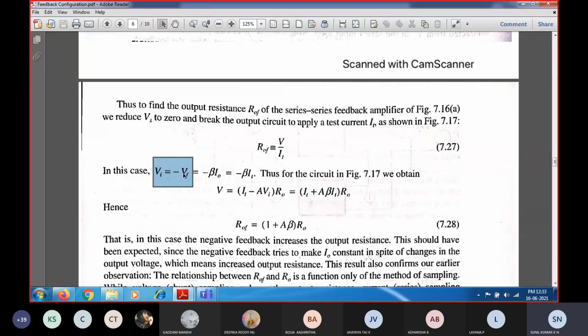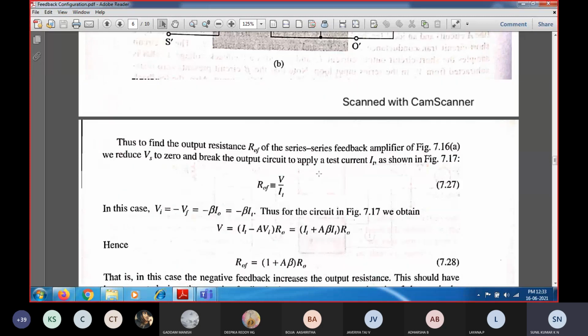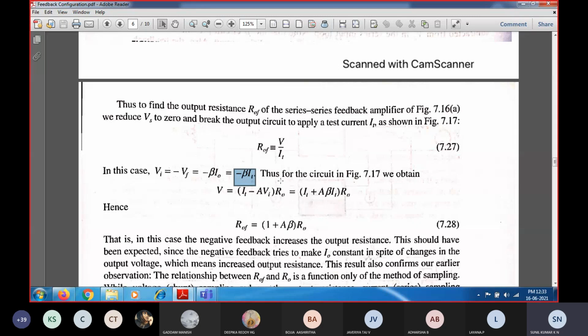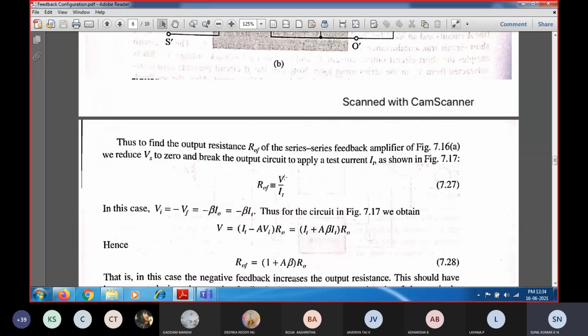So Vf is the feedback voltage. For this feedback, Vf is given as beta times Io. Here Io is nothing but the test current which is connected across the output, that is sampling. So Io I can write as IT. So beta times Io can be written as beta times IT, and Vi is nothing but minus of Vf, so it is equal to minus of beta times IT. Now I can substitute the value of V, in the place of V I can write it as Vi.